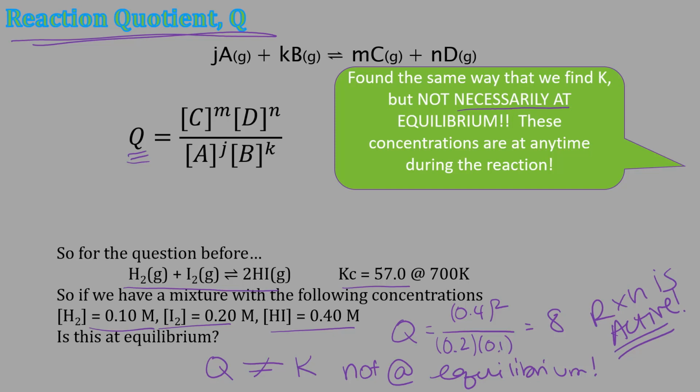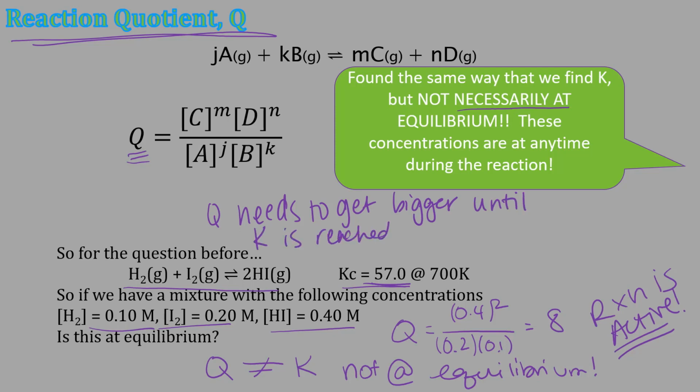Since my Q is 8 and my K is 57, that means my Q will continue to get bigger until it reaches K. So Q needs to get bigger until K is reached. The only way it's going to do that is if the reaction starts to move in the forward direction and makes more product, so that the top gets bigger. If it's making more product, then the reactant is getting smaller, so the bottom would get smaller. That would make this number get larger because we have a bigger top than bottom.